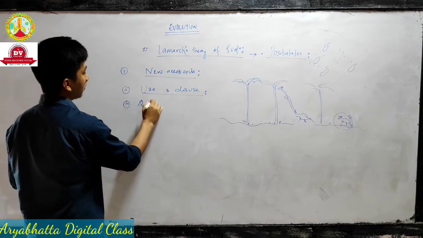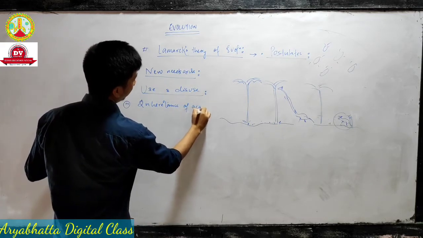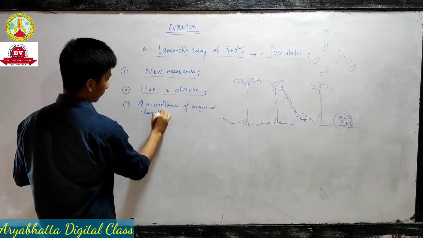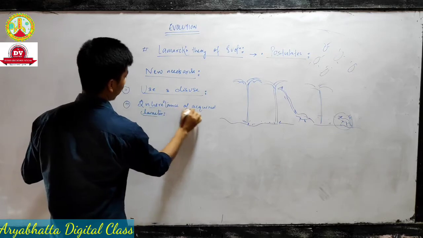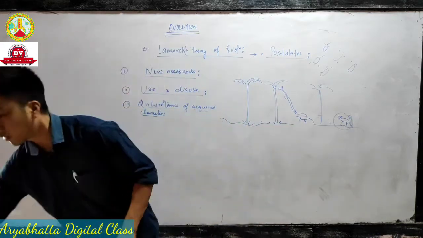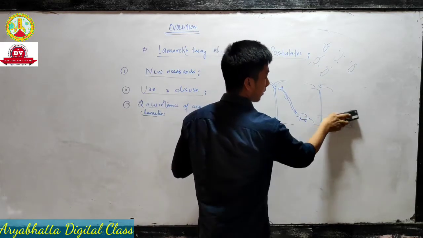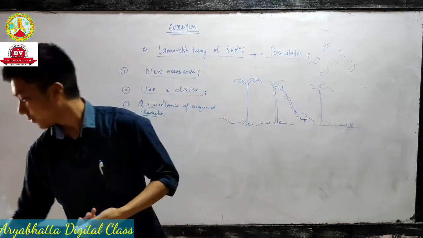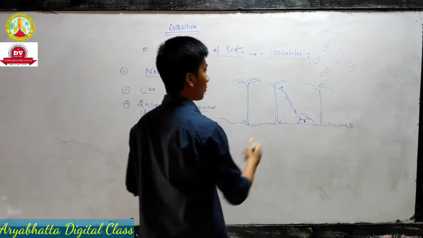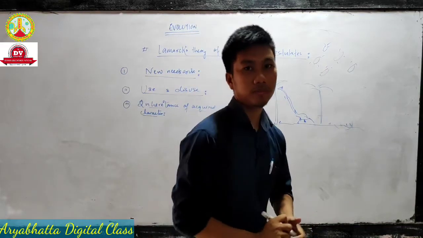Next is inheritance of acquired character. So that is the character this animal has now acquired. That is the new character that the animal acquires, from a donkey-kind of animal. Now it has become a giraffe. Now we know.